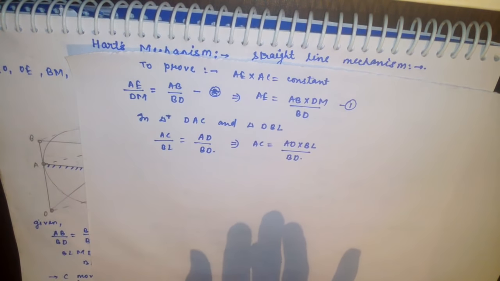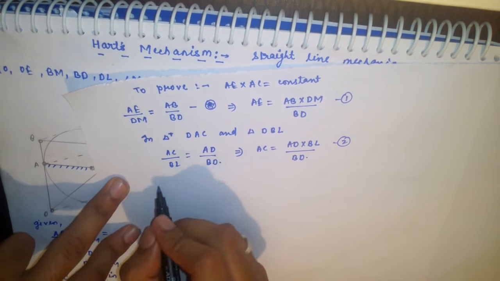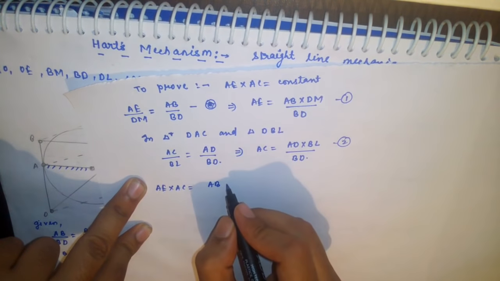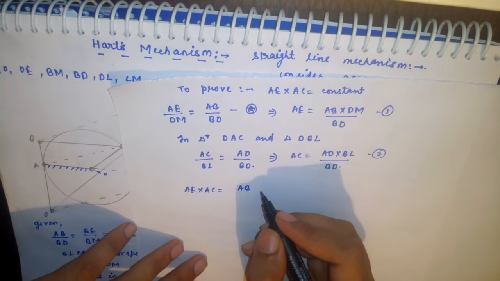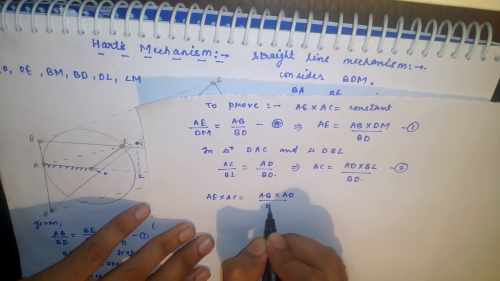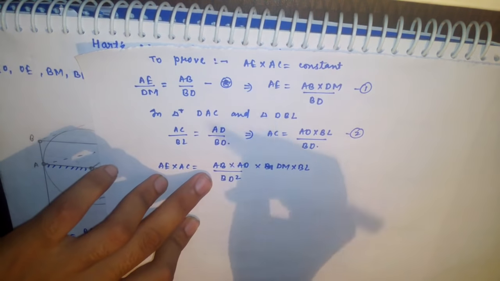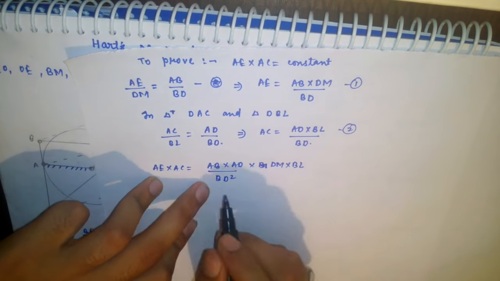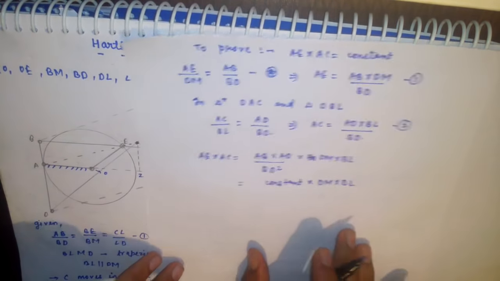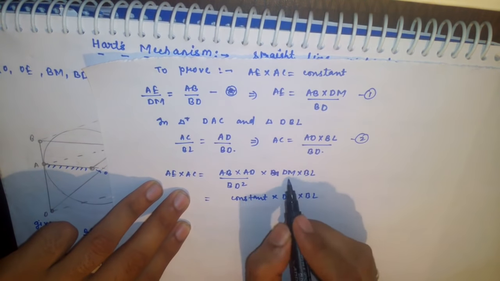We have arrived at this situation. Now we have to find the product of AE into AC. So multiplying equations 1 and 2, we get AE into AC is equal to AB into AD upon BD square into DM into BL. Now we are given AB and AD and BD, which we have initially defined, so we can write this whole term as a constant, and we are left with DM into BL.